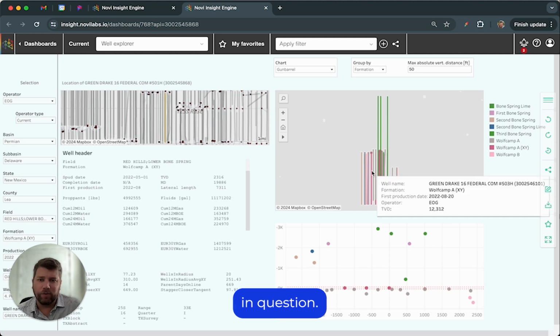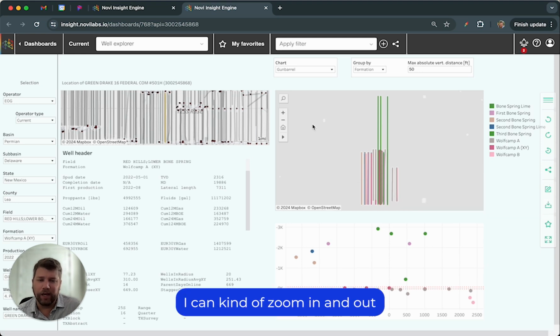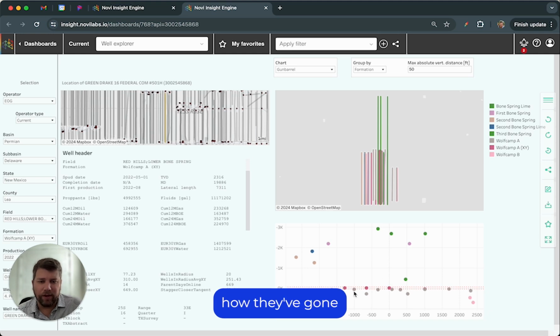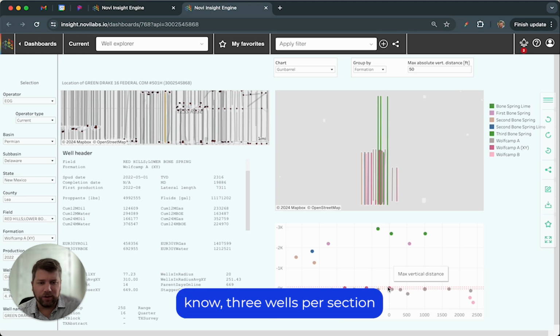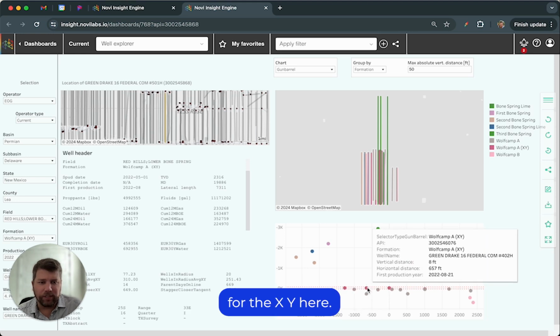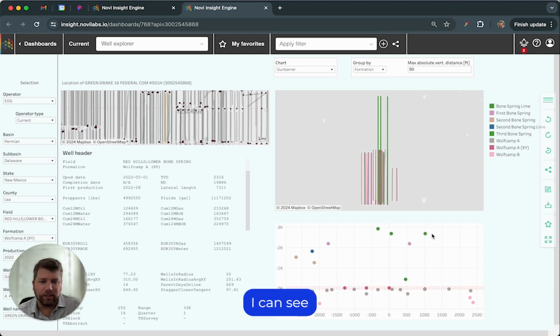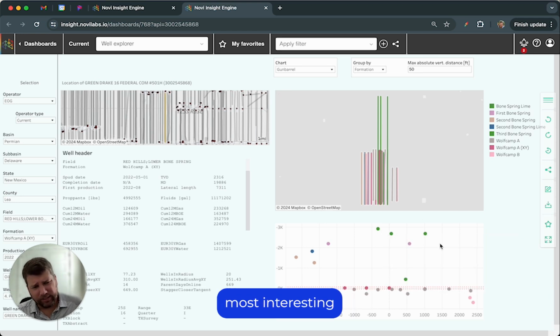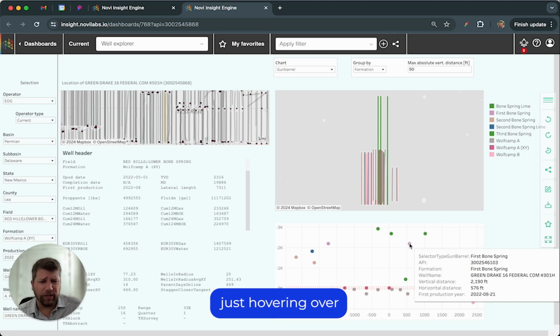So this is the pad in question. I can zoom in and out on each one of these maps. I can pick a different subject well, but this is the well that I chose. And then I can start to see how they've gone in. Like for the Wolfcamp A, they have this nice little stagger motif going through here. I can see 3 wells per section for the XY here. I can see 3 wells per section for the Bone Springs Lime.